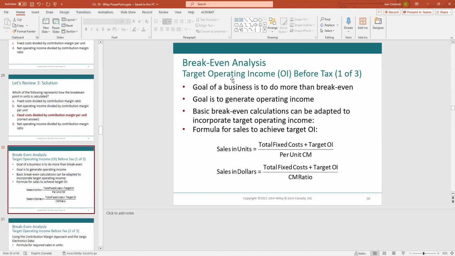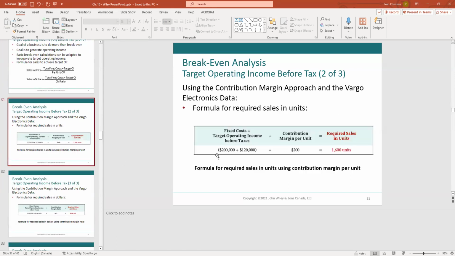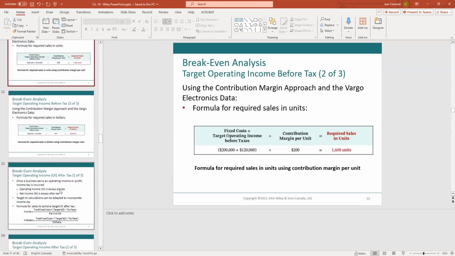So for the target operating income, if you want something to achieve, what you have to do is add it to the formula, in the numerator together with the fixed cost. And that's how you're going to achieve what you want. Let's say we want to cover our fixed cost plus $120,000 more. Divided by the contribution margin per unit, we see that we need to sell 1,600 units.